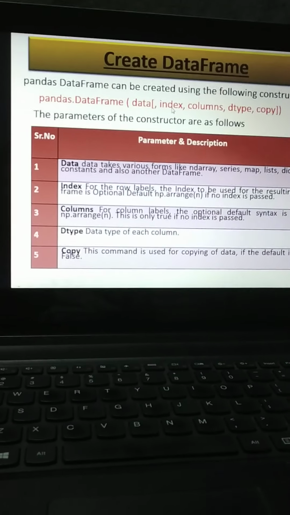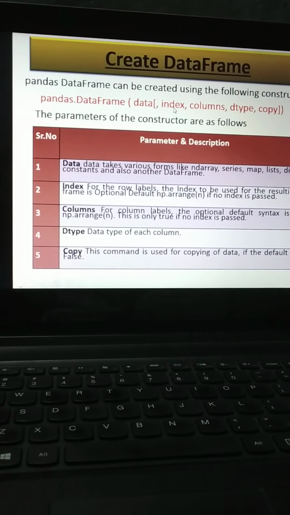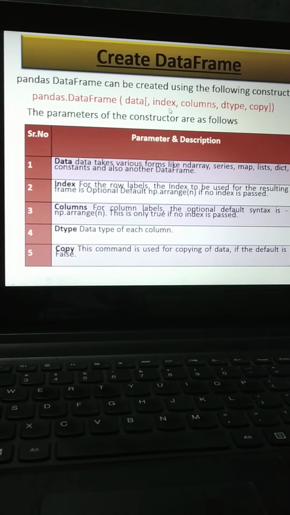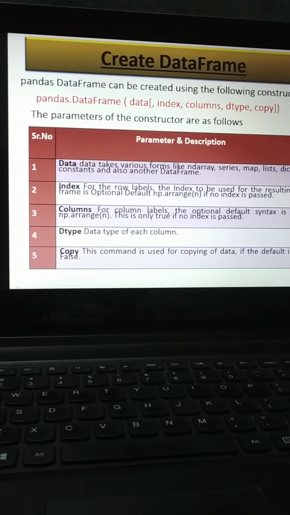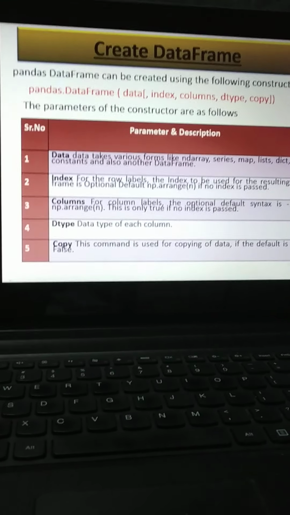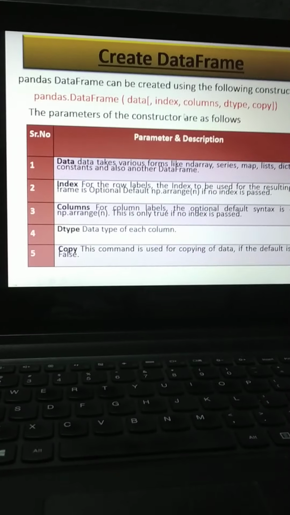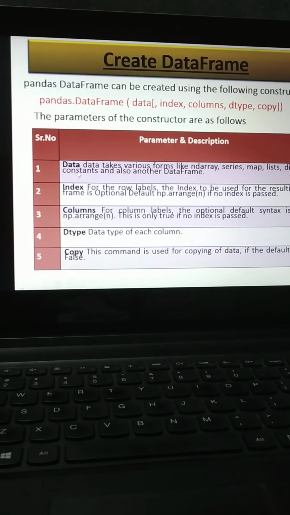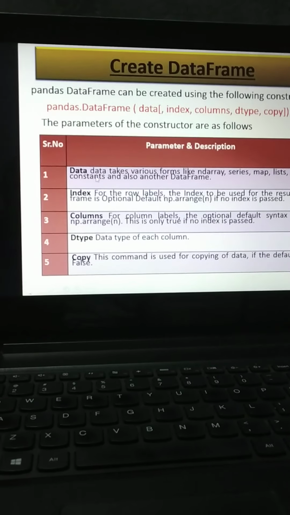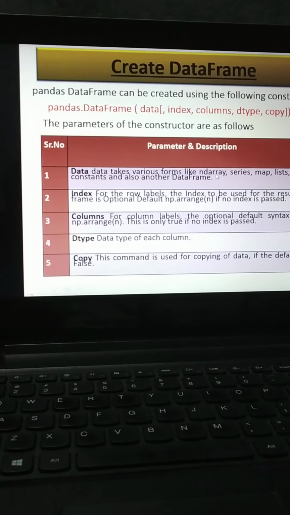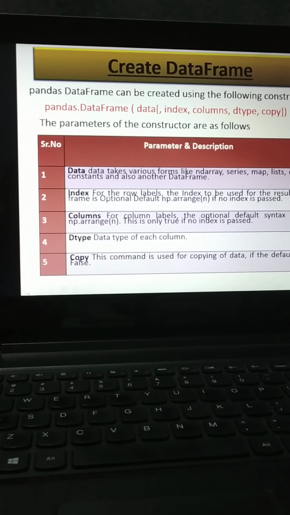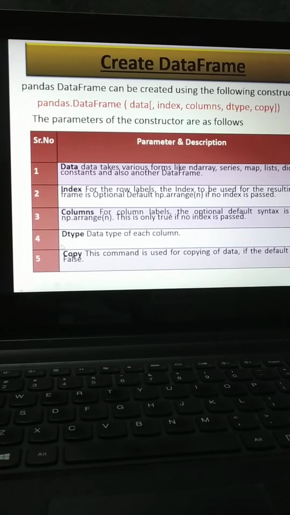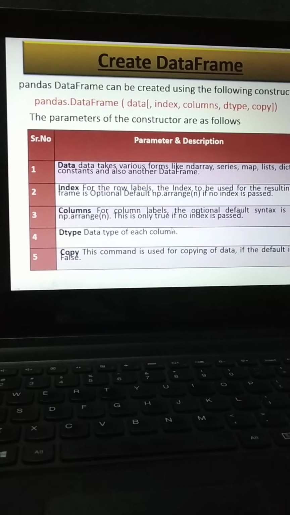Index, we can create an index. By default it creates an index of its own, but we can still rename the index and do all sorts of manipulations with it. We will supply the column names and declare the data types. Here is the description given. Data takes various forms like ndarray, series, maps, list, dictionary, constant, etc. Index, we can give the indexing, then columns, and then the data type.